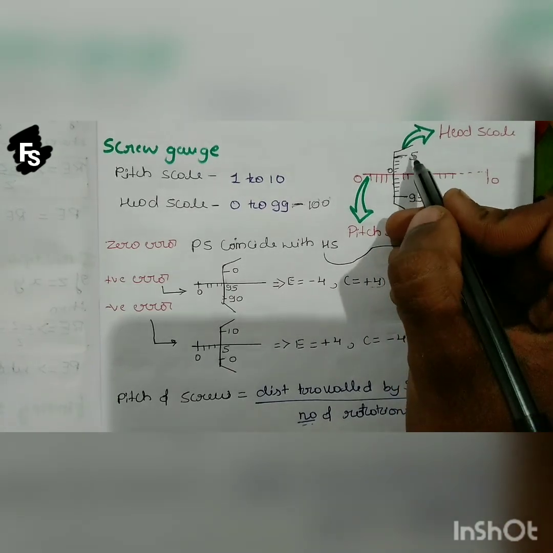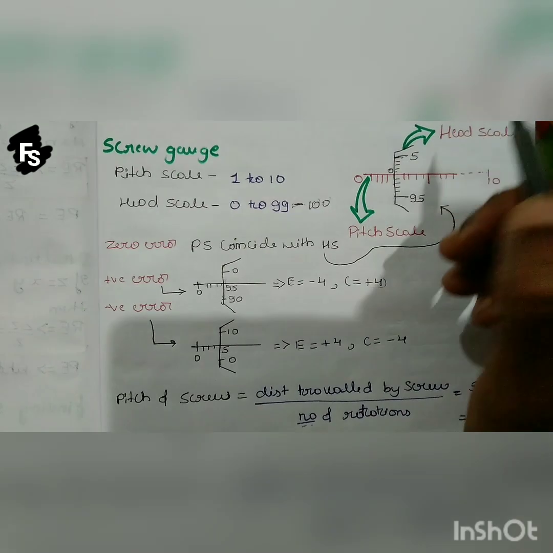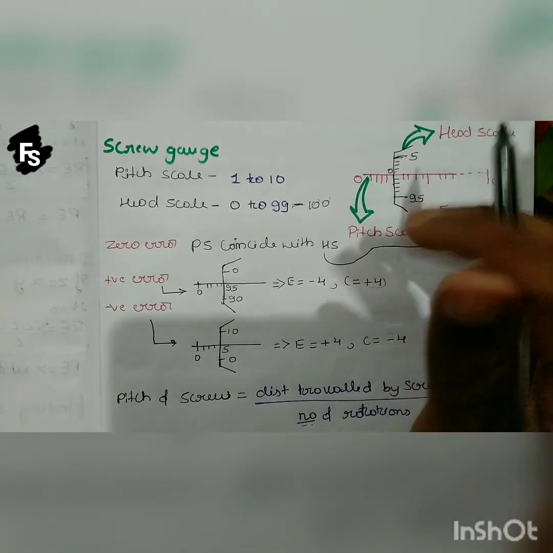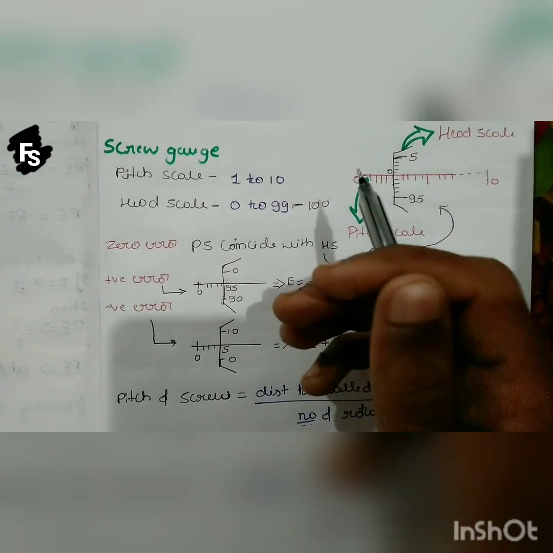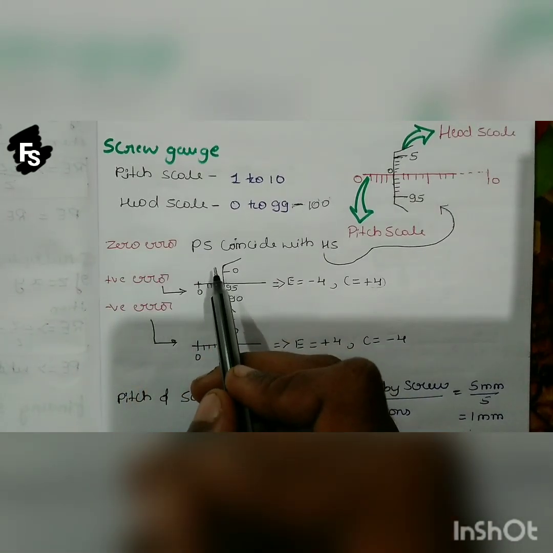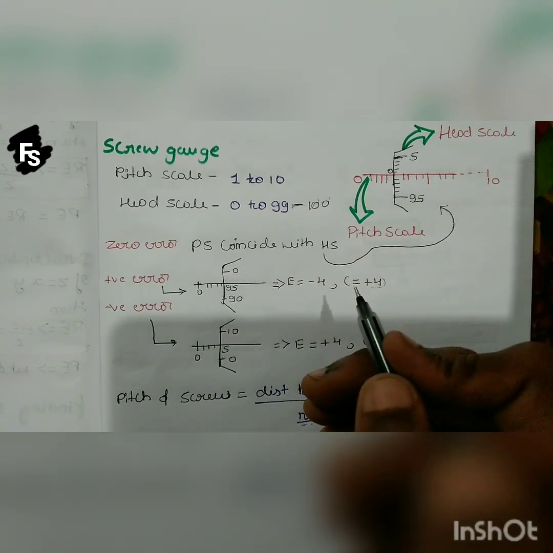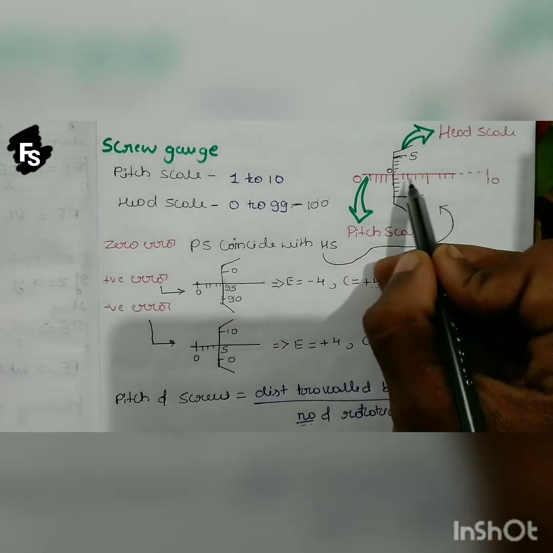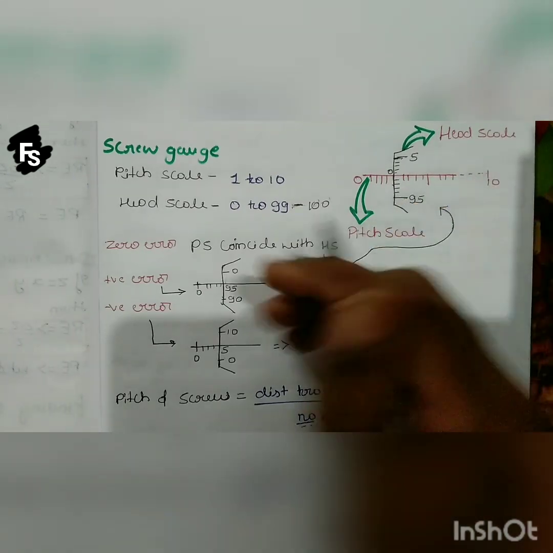This head scale can be rotated like this. The head scale is movable and the pitch scale is stationary. And then we want to know what is zero error. Zero error means the 0 of the pitch scale coincides with the 0 of the head scale. Then there is no error, so it's called zero error.